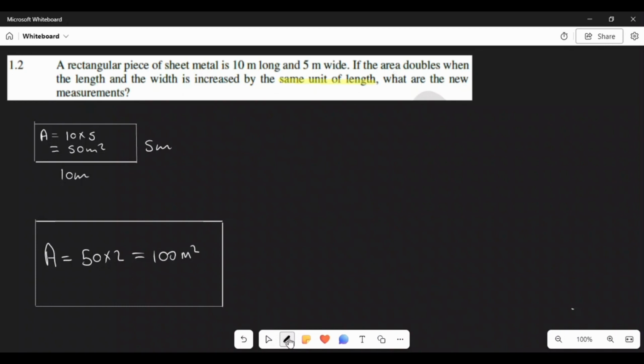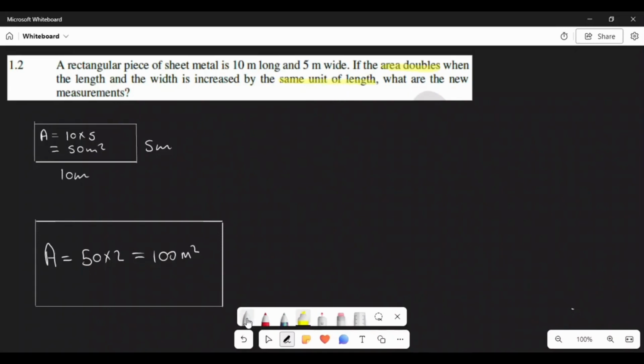Where is it? Let me highlight it very quickly. So the area doubles here, you guys see. So the area doubles, right? But then they said again, if you continue here, they did mention that the length and the width are increased by the same unit of length.